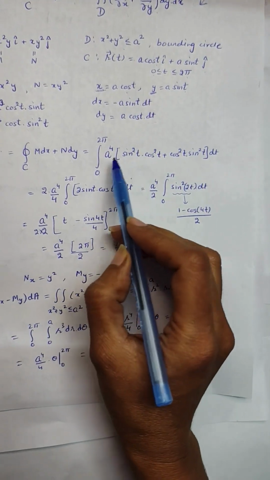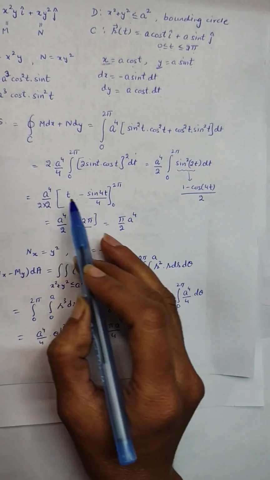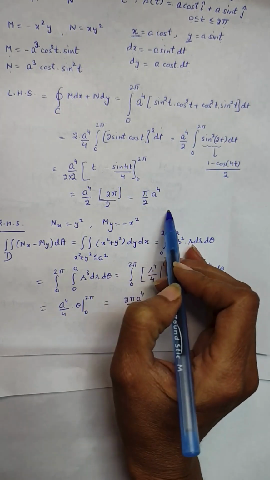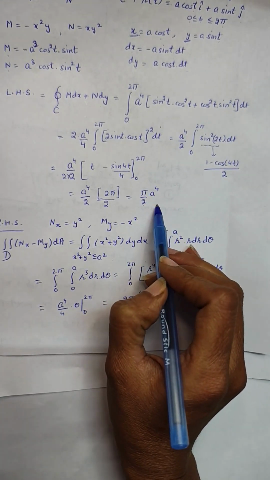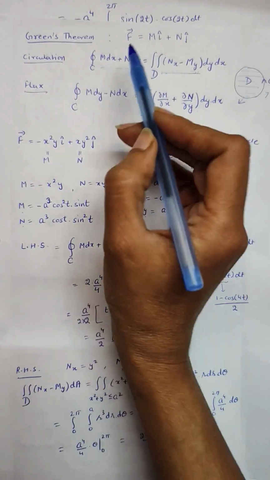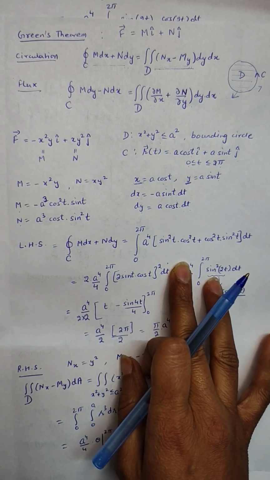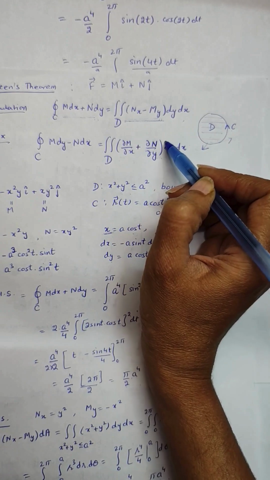Alright, so we calculate this integral, which is easy to calculate, and we find that the circulation around the curve is given by pi by 2 into a raised to power 4 using this formula. Now we verify that if we calculate the circulation using this formula, we get the same answer.